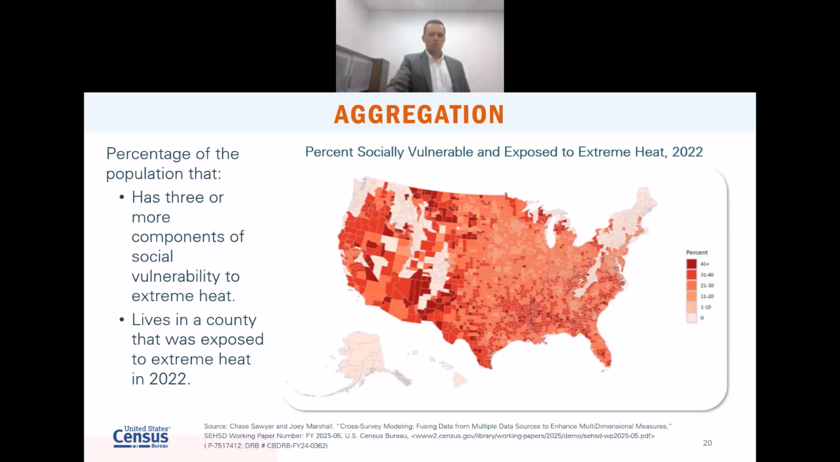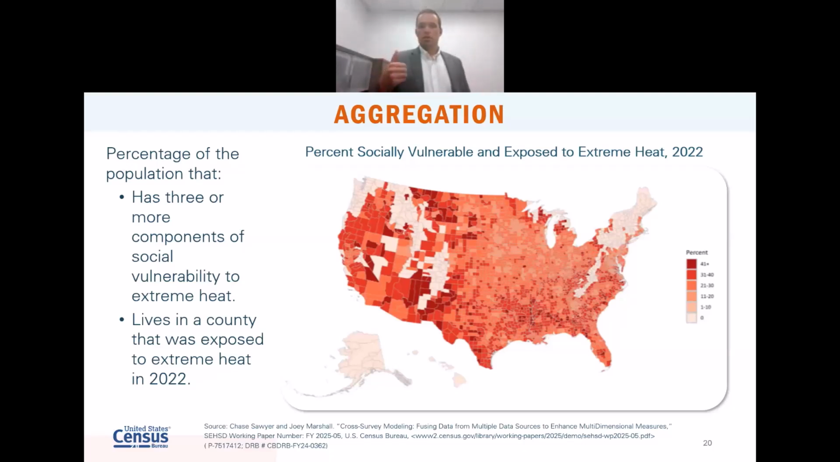And so we published this as one estimate, so people were able to go ahead and look at vulnerability and exposure at the same time. We published, though, the percent that was socially vulnerable as well, just in general. So individuals were able to look at that if they had a different definition of exposed to extreme heat.